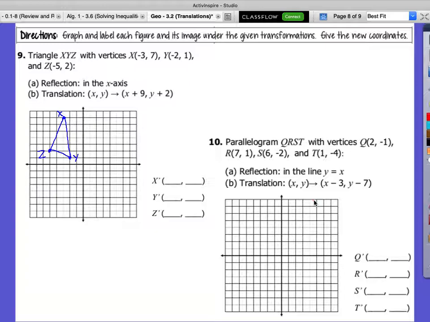Okay, we're asked to do a couple of different things here. We're asked to have multiple transformations. So we have them in a certain order. Which one are we going to do first, A or B? A. So we first have to reflect it over the x-axis. Here's what's going to happen, okay?